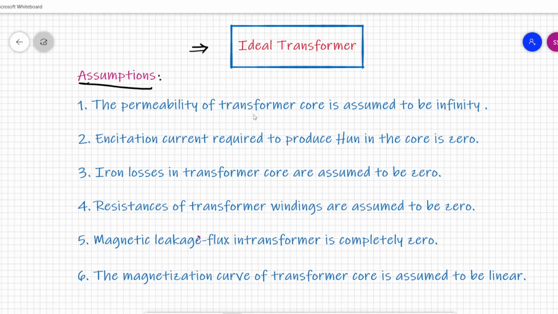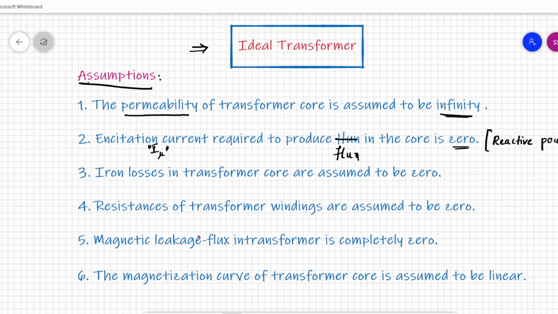The permeability of the transformer core is assumed to be infinity for an ideal transformer. Permeability means the ability of a magnetic core to allow magnetic flux to pass through it. Ideally it is infinity, but practically it is not infinity; it will have some finite value. Now the excitation current, that is I mu, which I discussed earlier, required to produce flux in the core is zero. So there is no need of I mu, that is the magnetizing current, to produce flux in an ideal transformer. That means there will be no need of reactive power, which will save our real power.